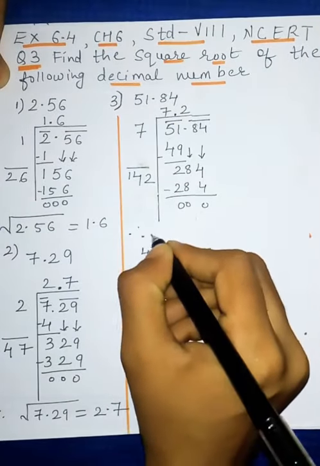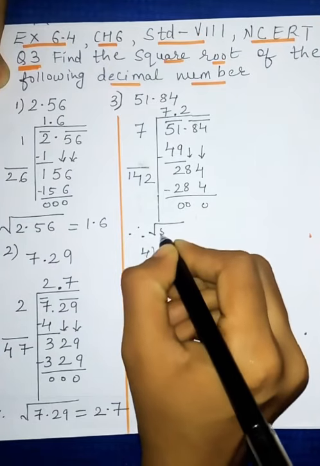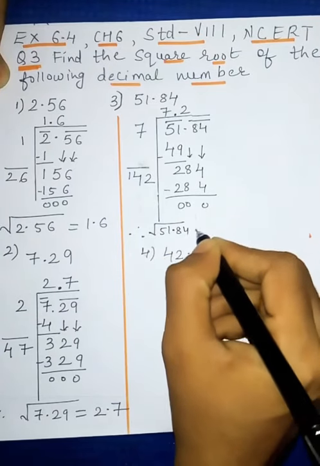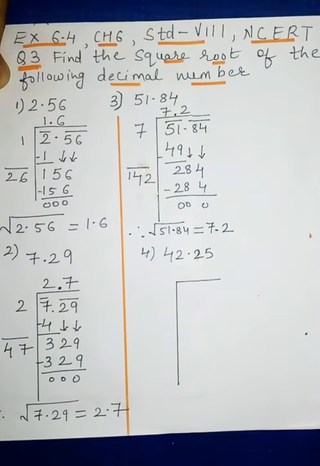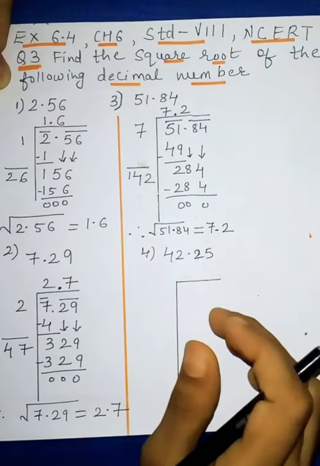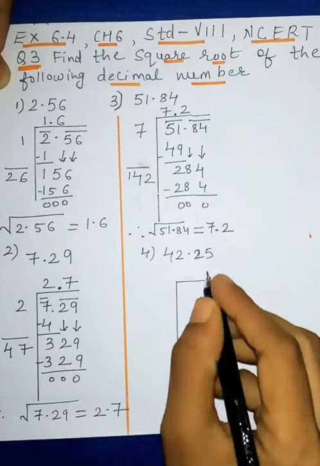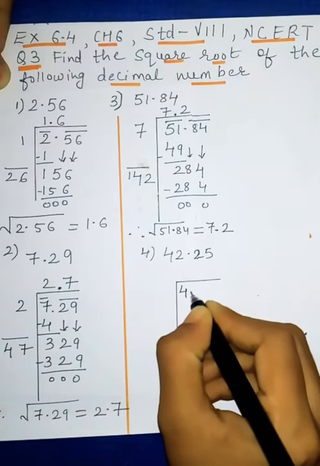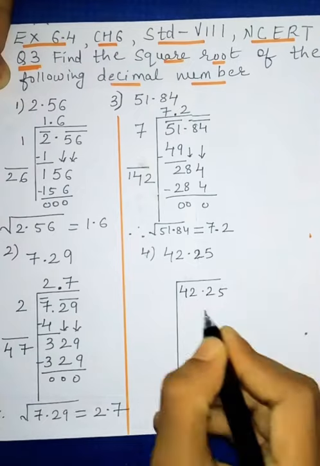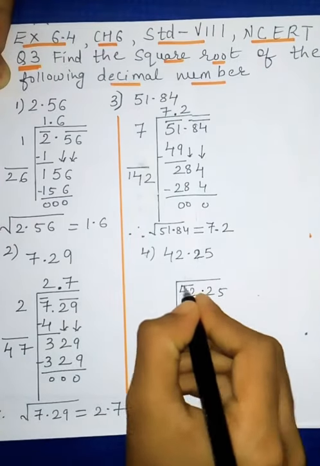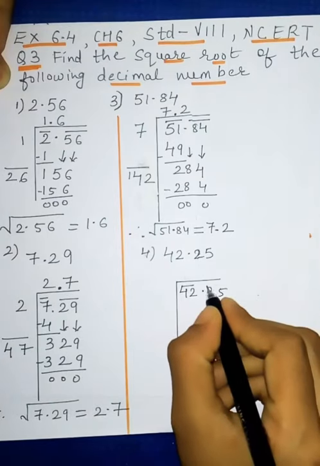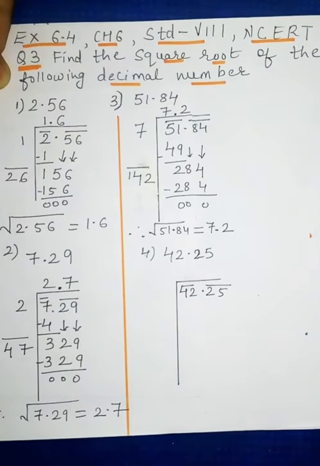Therefore, the square root of 51.84 is 7.2. So this is your answer for the third one. Now we will see the fourth question. The fourth question is 42.25. So again we will write here 42.25. Again before the point we will start drawing the bar from here. So this is 2 digits. After the point we will start from here. So again 2 digits.